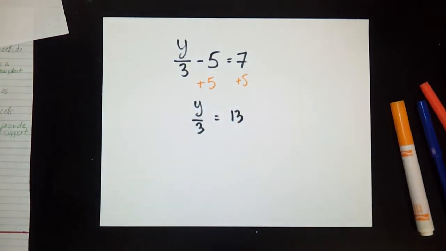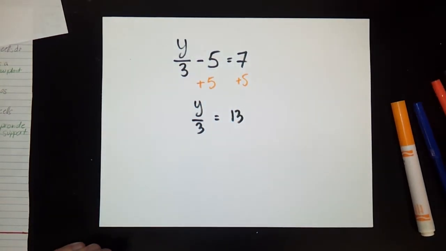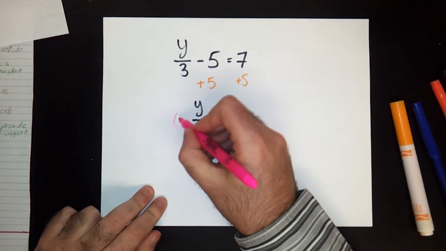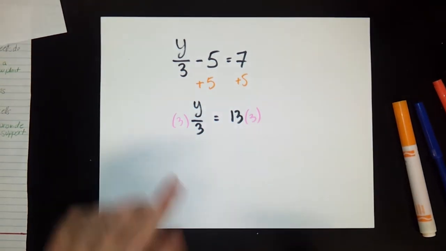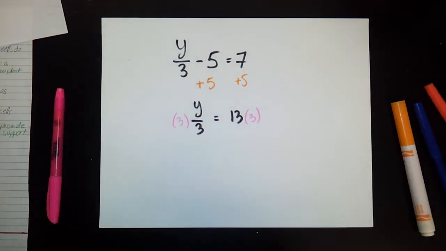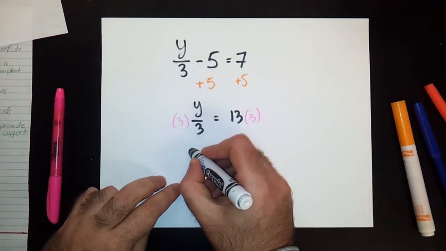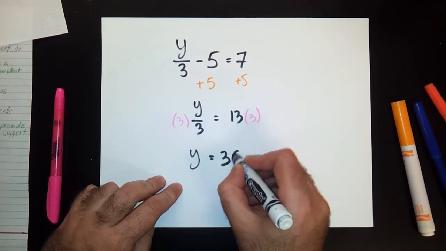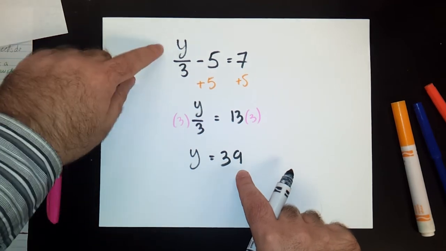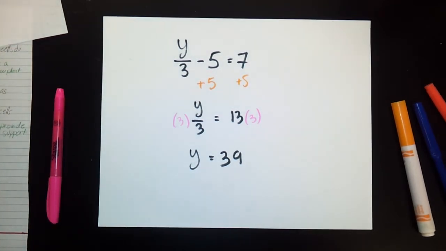And then I'm going to get rid of the divided by 3 by doing the opposite. I'm going to multiply by 3 on both sides. On the left, 3 divided by 3 is just y itself. On the right, it is 39. And you can check your work by plugging this in here, and it should come up with the right answer.